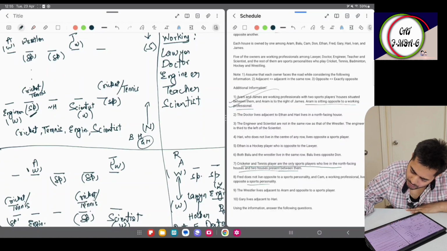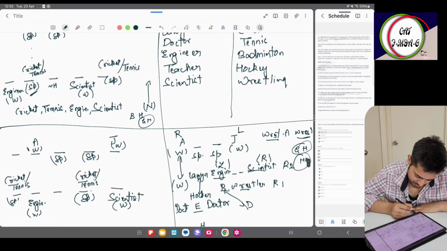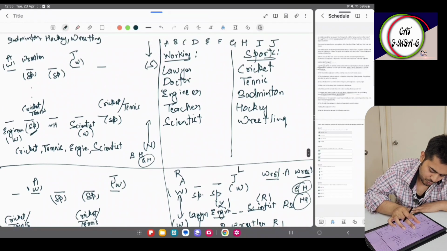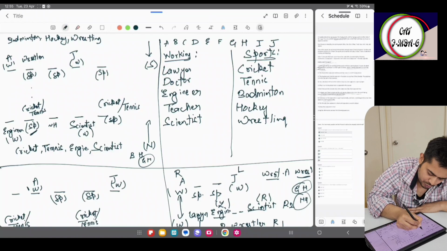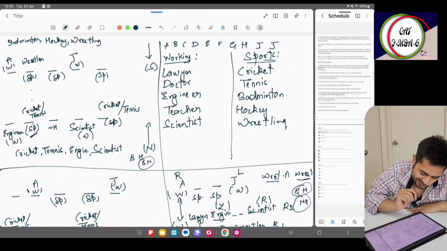Number 1. Aram and James are working professionals with two sports players' houses situated between them, and Aram is to the right of James. Aram is sitting opposite to a working professional. The doctor lives adjacent to Ethan. So let me check once again. Here engineer is there, scientist is there, cricket and tennis is there, and two sports are there, and in this row 3 sports are there, so this will also be sports. Okay, so badminton, hockey and wrestling are here, and who are left? Lawyer is left and doctor is left.